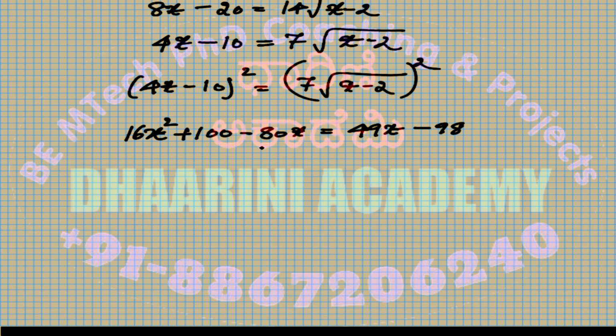So bringing everything to the left side, this is the equation that I'm going to get, right? So that is 16x square, 100 and 80, sorry, minus 80 plus 49, it's minus 49, so minus 129x, and 100 plus 98 plus 198 equals to 0. So we'll solve for x, the roots of this equation.